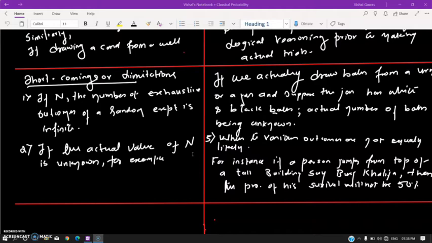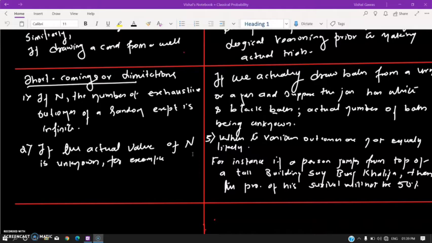First of all, you cannot have infinitely many exhaustive outcomes. Your number of outcomes should be finite. For a random experiment, in order to apply this probability, I should have the number of exhaustive outcomes be finite, and if you collect all the outcomes, that has to be finite.